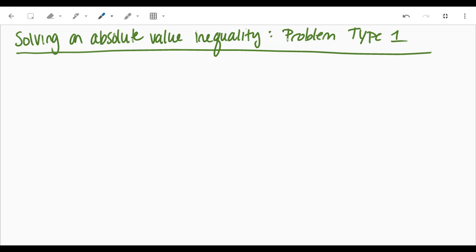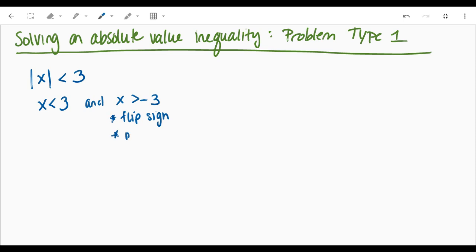So, for example, I think they have you graph the solution on the number line. If the absolute value of x is less than 3, then what you do is x is less than 3, and x could also be greater than negative 3. So we flip the sign. Two steps here: we flipped the sign and we made the number negative.